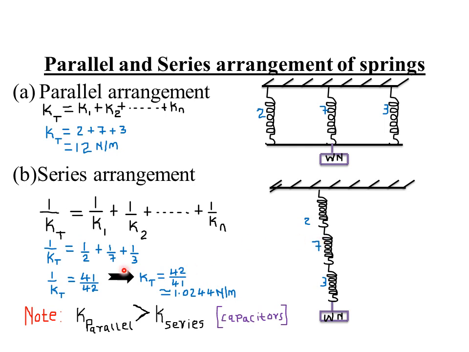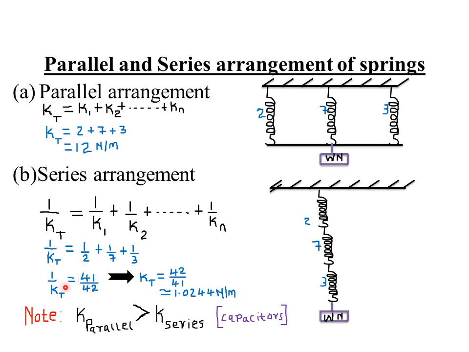So that means we'll take its reciprocal. So that is 1 over 7 plus the reciprocal of the spring constant of the third spring, which is 1 over 3. So you take the summation. Actually 1 over 2 plus 1 over 7 plus 1 over 3, you'll obtain 41 over 42. So that means the reciprocal of the total spring constant is equal to 41 over 42.